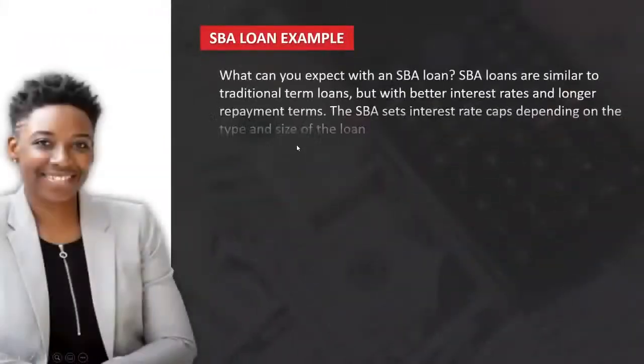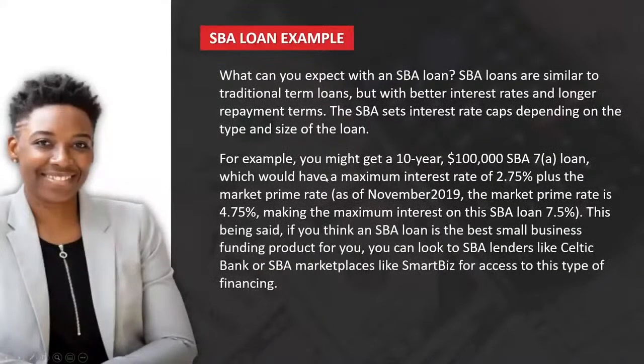The basic SBA loan example. Start looking at, again, that 7(a) loan. This is pretty much the same thing as a traditional small business loan, same thing from a term basis. Usually a 10-year loan. I got a 10-year, $150,000 loan, and they're looking at the maximum interest rate. They have that market rate plus prime, and I think I was around about 7%, something like that. It's going to fluctuate a little bit because the market prime rate does change.